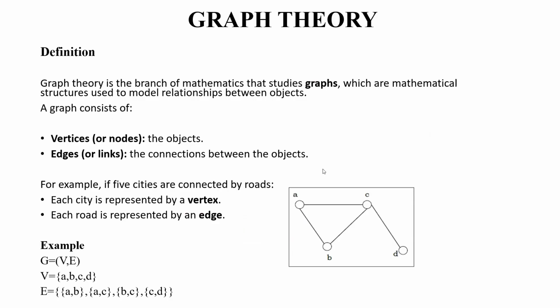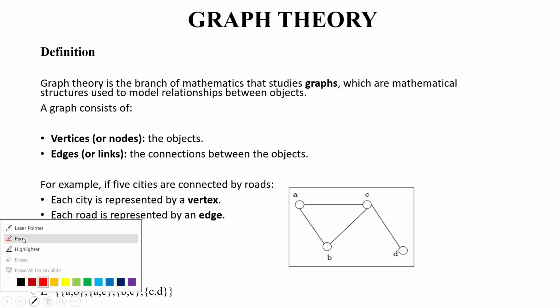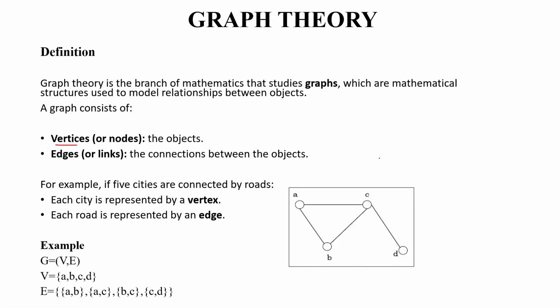Okay, first one, graph theory. Graph theory is a branch of mathematics that studies graphs. A graph is a collection of vertices and nodes, which are mathematical structures used to model relationships between objects. In this diagram you can check, these are called vertices, or we can say nodes also, because sometimes in questions they will ask how many nodes are in the longest path. So we have to know what vertices or nodes are, the objects. Edges or links are the connections between them.